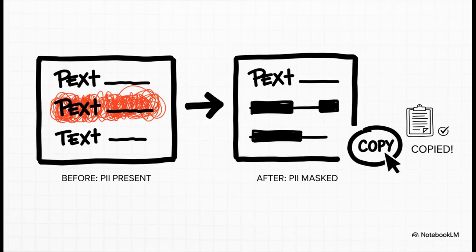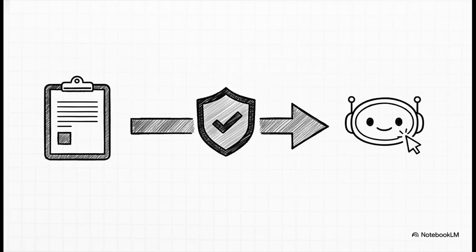And just like that, it's done. You'll see the text pop up on the screen. But all that PII, names, addresses, social security numbers, it's all been automatically masked. Now, all you have to do is click one button to copy that clean, safe block of text to your clipboard.